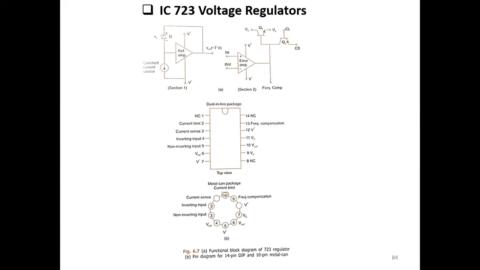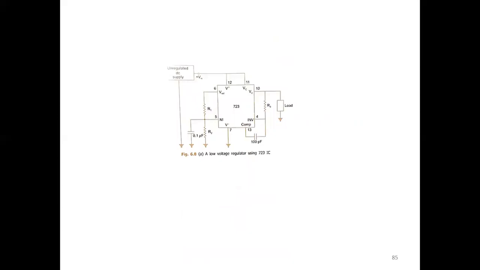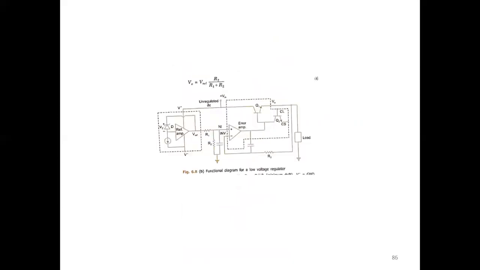The IC723 voltage regulator is the model used as a variable voltage regulator. We have a 14 pin package with current limit 2, current sense 3, and so on, then the power supply and V reference, as given in the IC741. This is the low voltage regulator using IC723. We can design different kinds of functional diagrams of the voltage regulator.